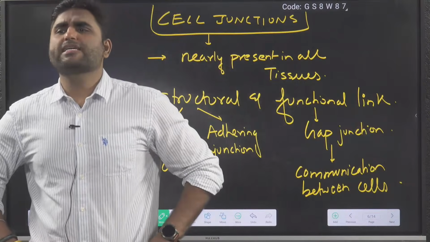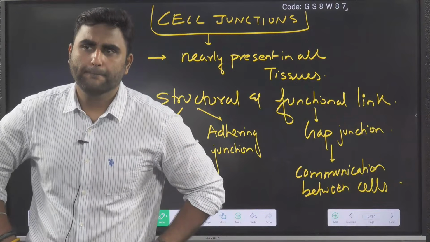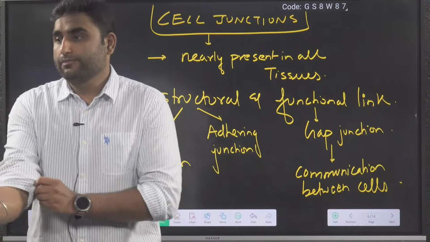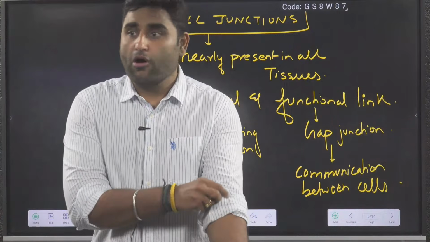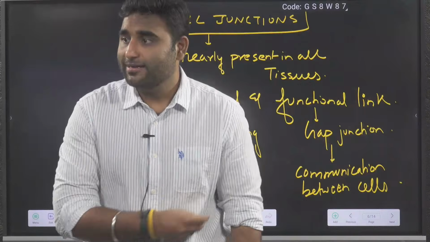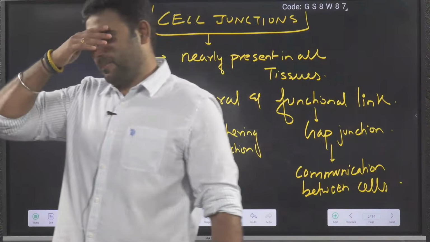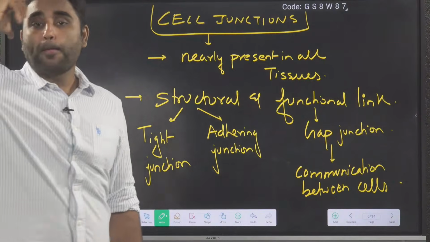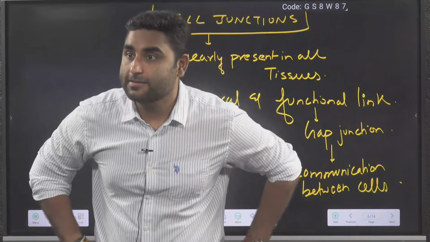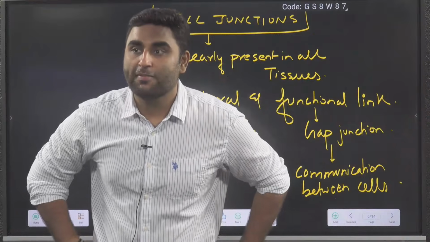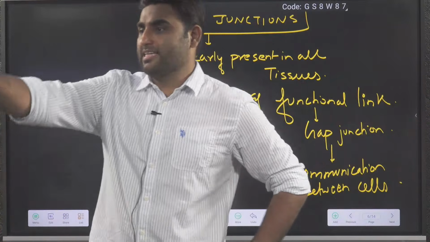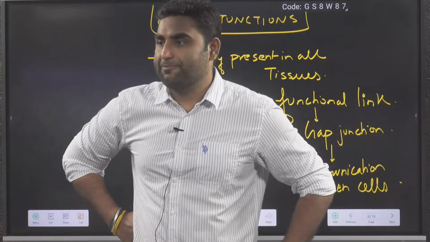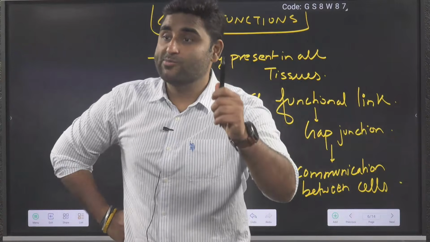Do plant tissues have cell junctions? Yes or no? I don't know botany, but I can ask a little bit of a question on that. Which cell junction is present in plants? Yes, very good. Who is that? Ria Twinkle. Absolutely right answer: plasmodesmata.